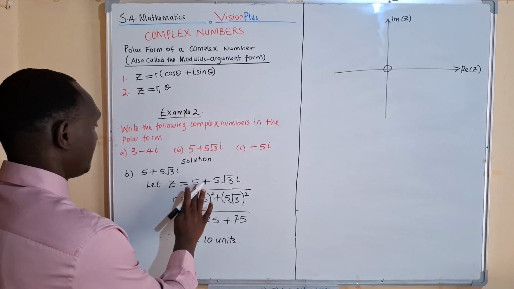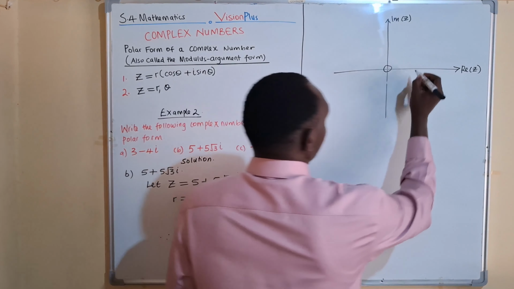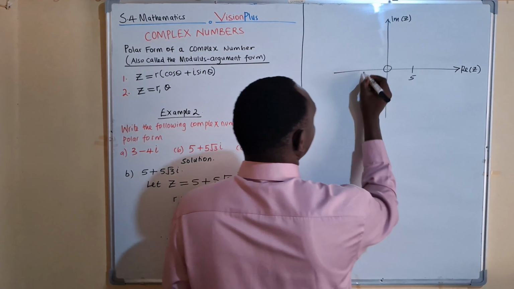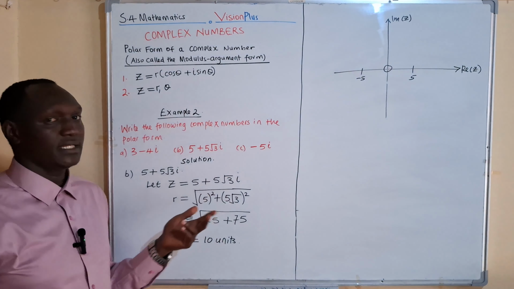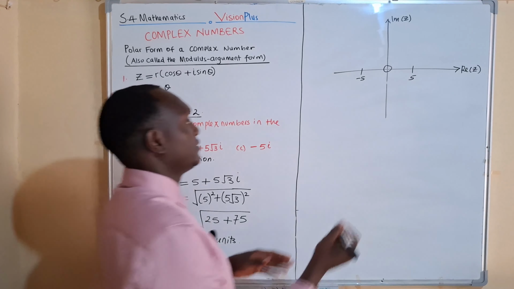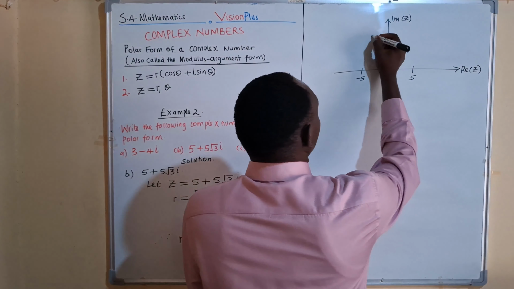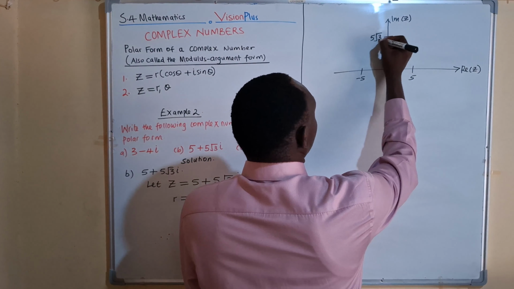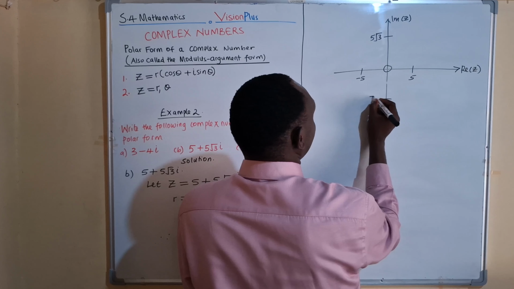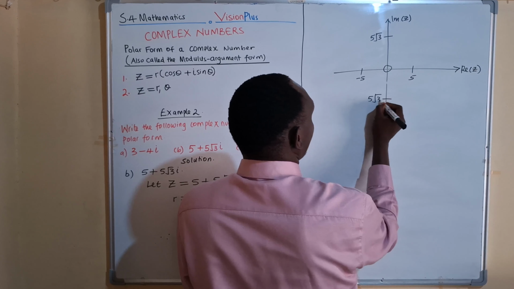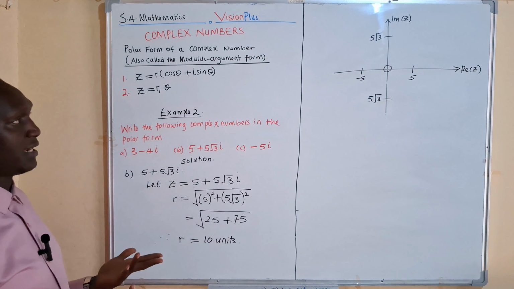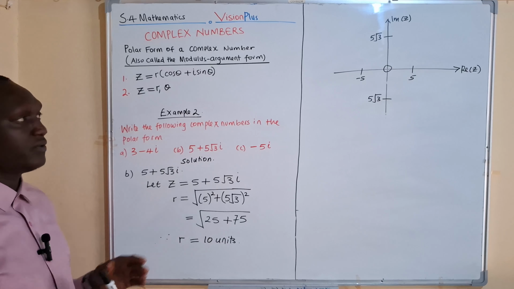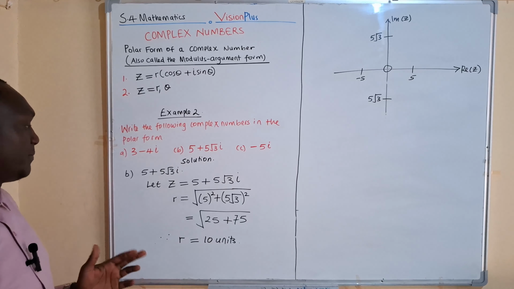Now we have 5 on the real axis. Let me put it somewhere here, 5. And here we have negative 5. And then here we have 5 root 3. That is slightly bigger. So let me put here 5 root of 3. But we are not drawing to scale. So the distances, there is no punishment for how you locate them.